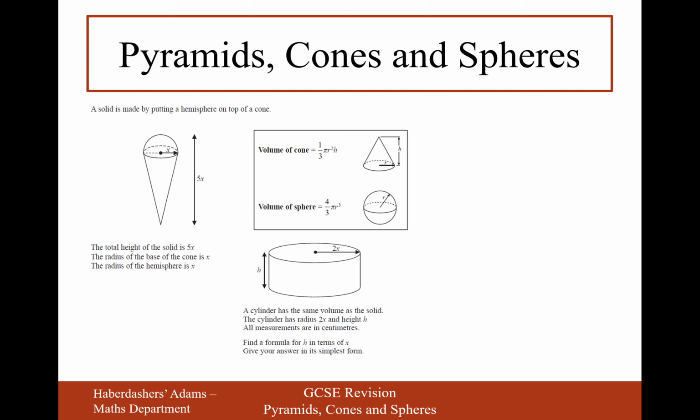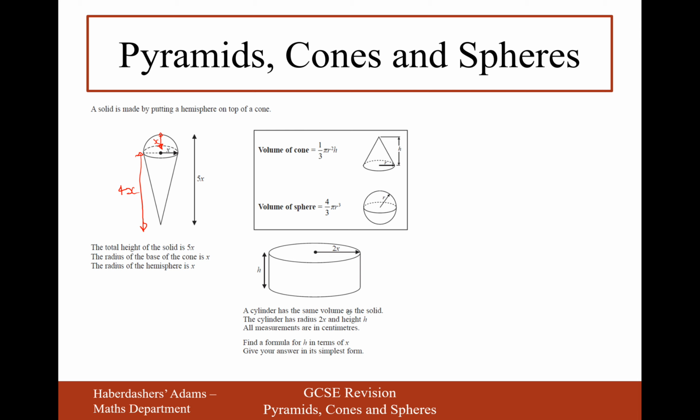Right, so this question's been put together in a bit of a higgledy-piggledy way, but let's go for it. The total height of the solid is 5x, but if this radius here is just x, then the height of the cone here is going to be 4x. So the first thing I saw there: the radius of the cone is x, the radius of the hemisphere is x as well. Yeah, lovely. Let's move on to the next part.